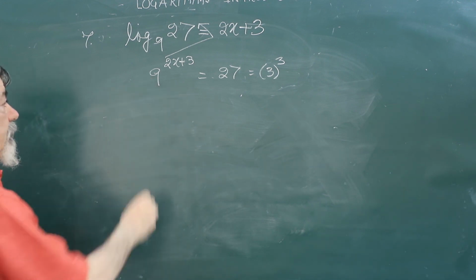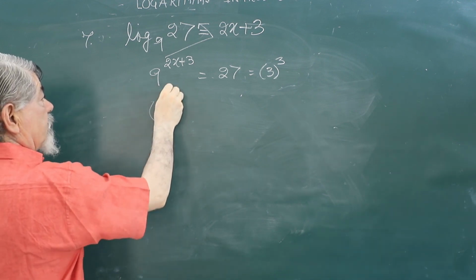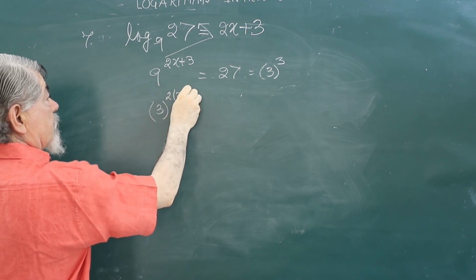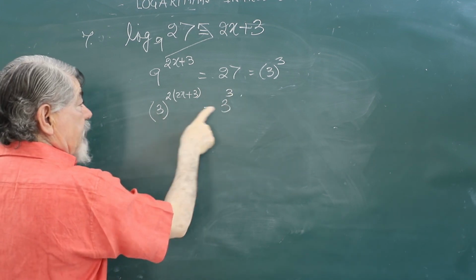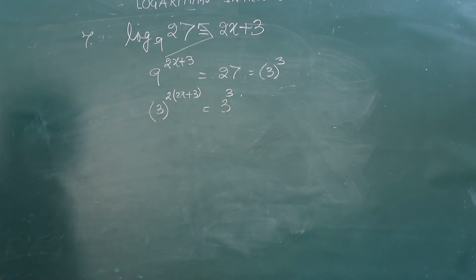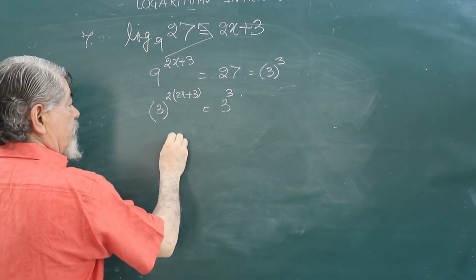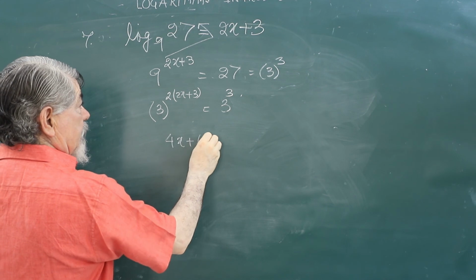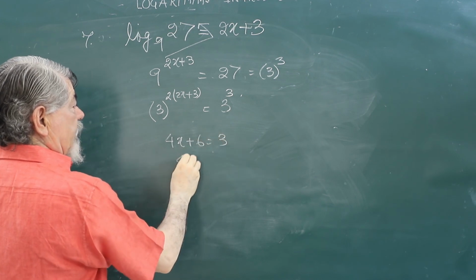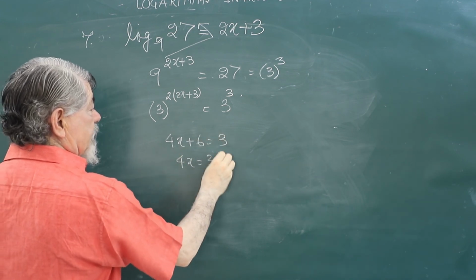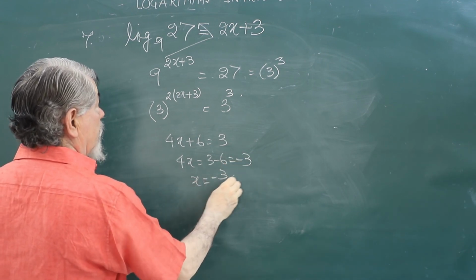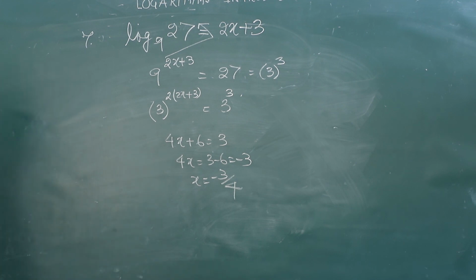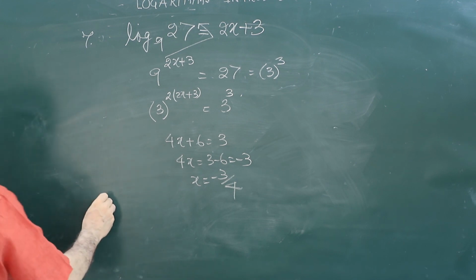9 can be converted. How? 3 to the power 2 into 2x plus 3 is equal to 3 to the power 3. So bases are the same here, so the powers could be equated. So powers will be 4x plus 6 is equal to 3, or 4x will be 3 minus 6, that is minus 3, x will be minus 3 upon 4. This is the value of x. Let's see question number 8.